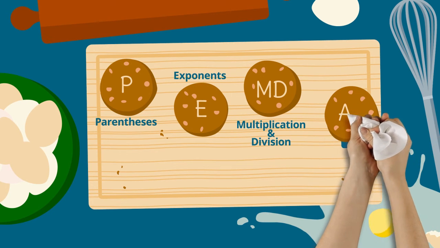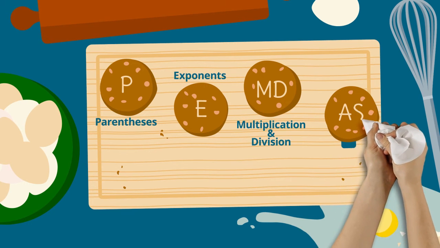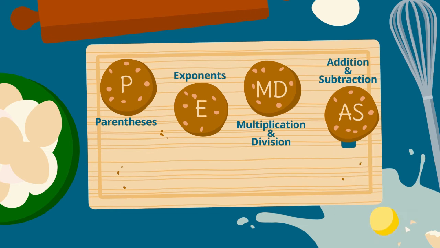Finally, A and S means addition and subtraction. They represent the last step in the order of operations. The rule about solving left to right also applies to addition and subtraction. Okay, let's evaluate some expressions. We'll start with an easy one. You'll see that following PEMDAS will always lead us to the right answer.